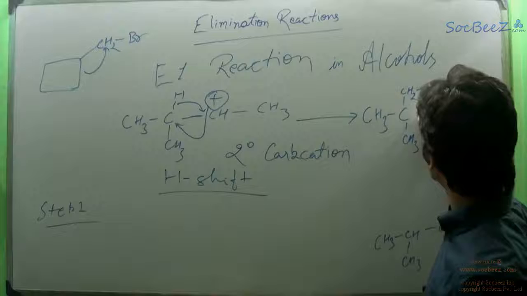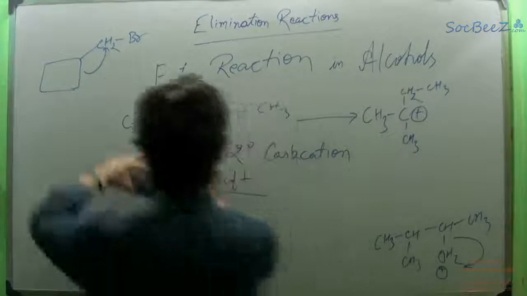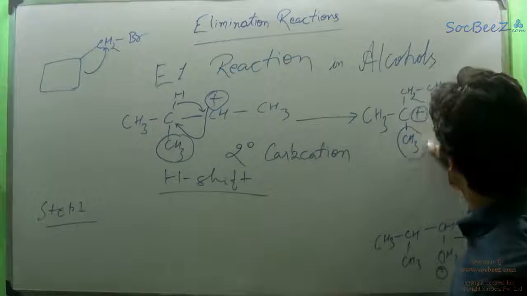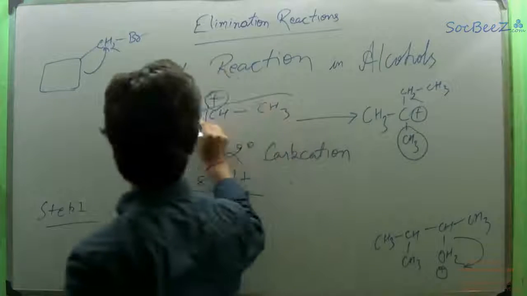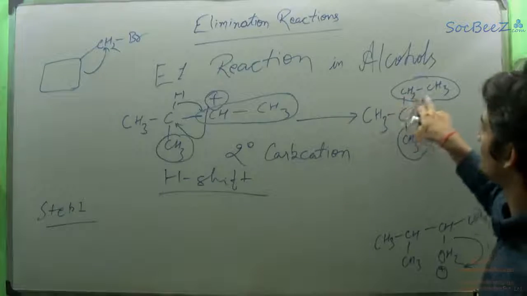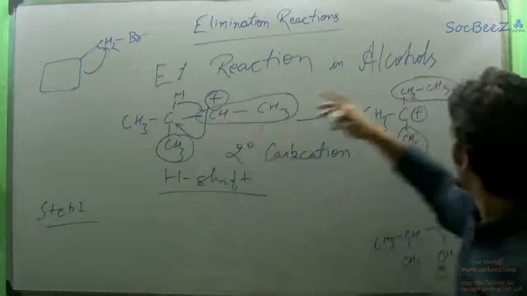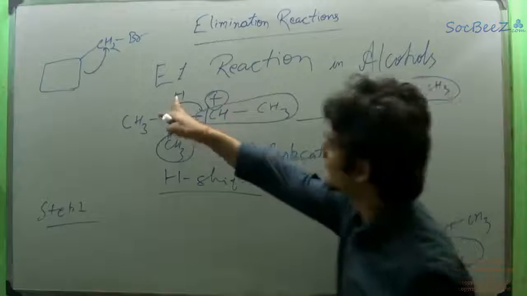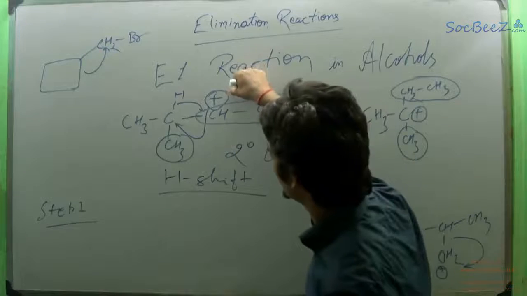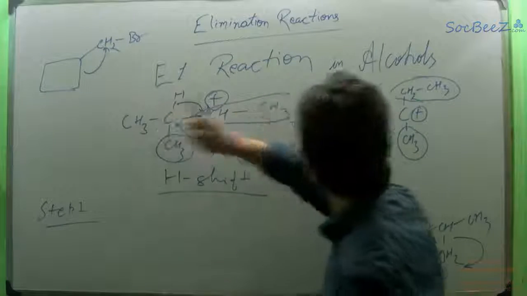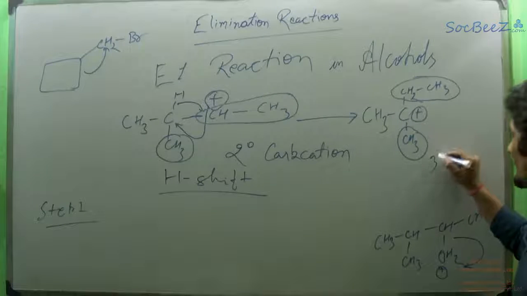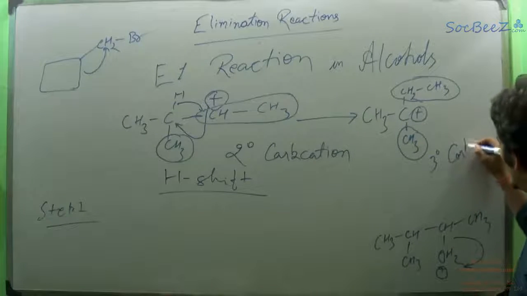CH2, CH3, CH3, and this is the carbocation. See, this CH3 is this one. This whole group is this one. One extra H is there, that is, this one was CH and it becomes CH2 because there is an H shift. And the carbocation which was on this atom transfers to the second atom. So now it's a 3 degree carbocation, which is very stable, very reactive.